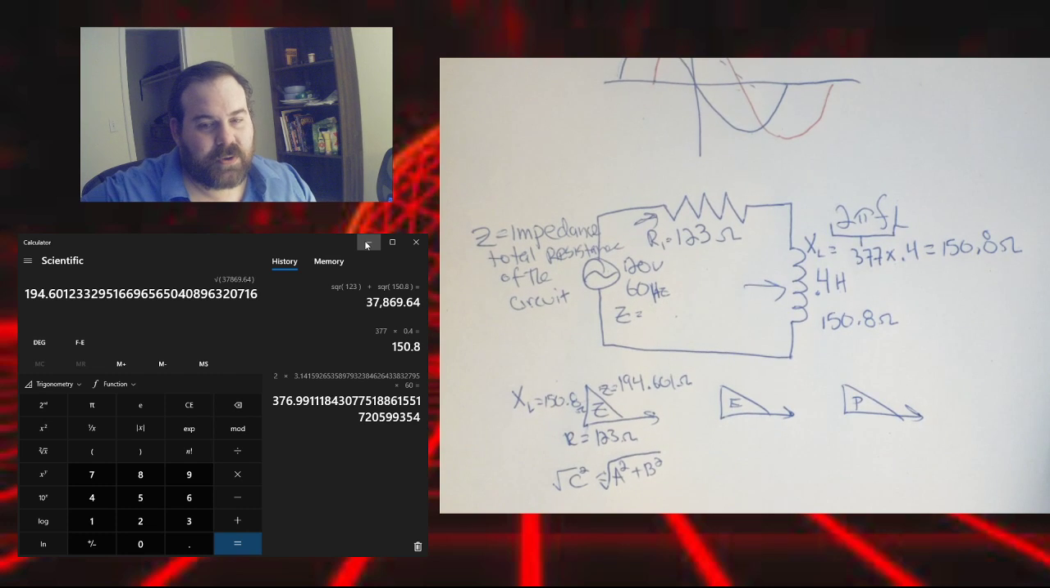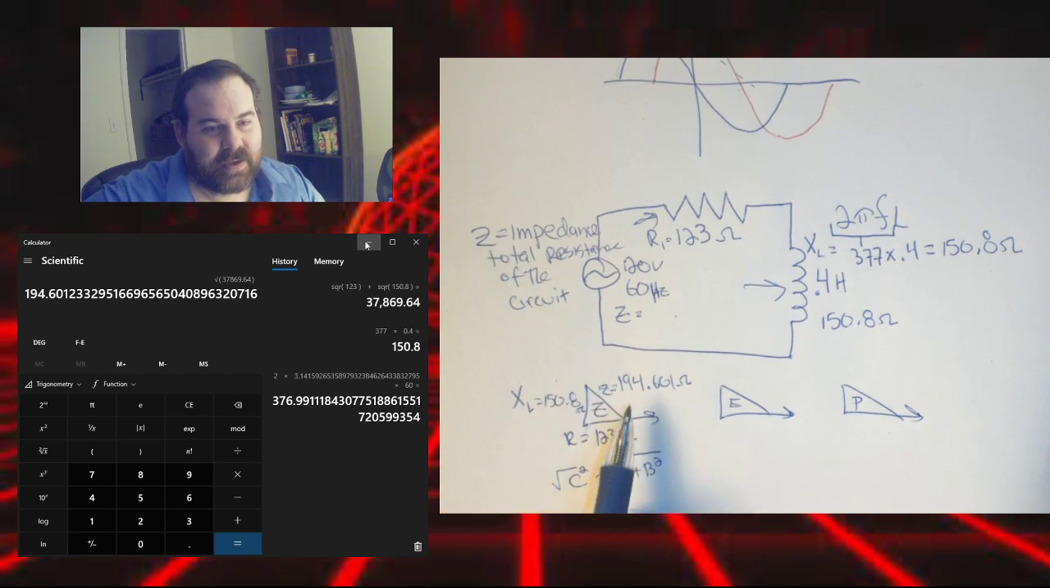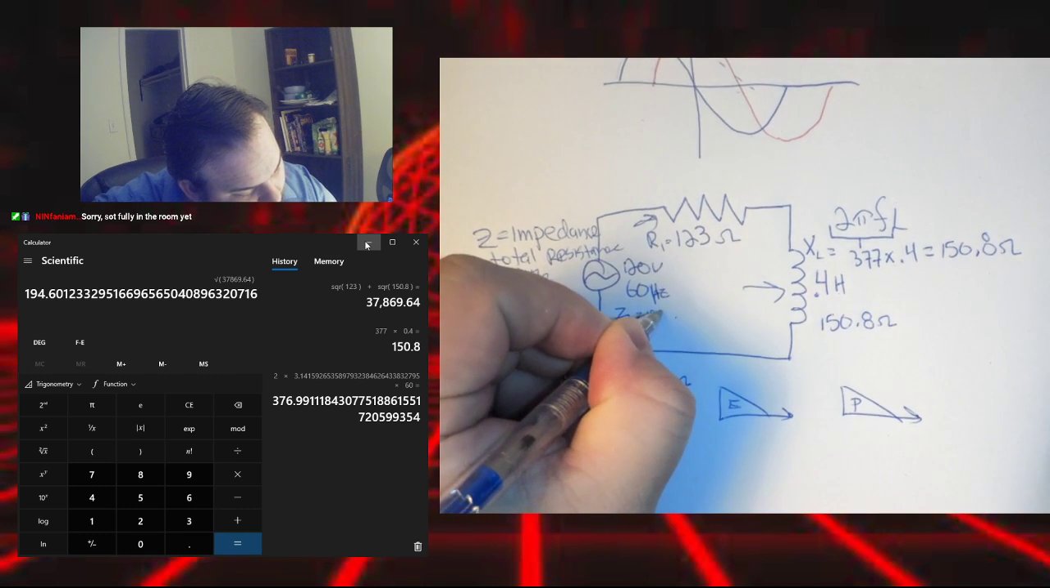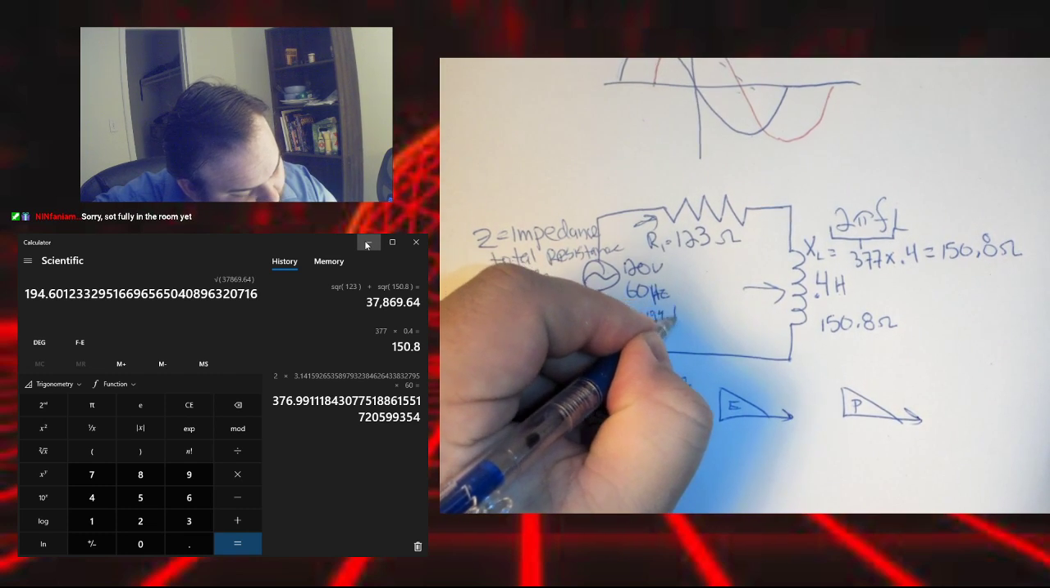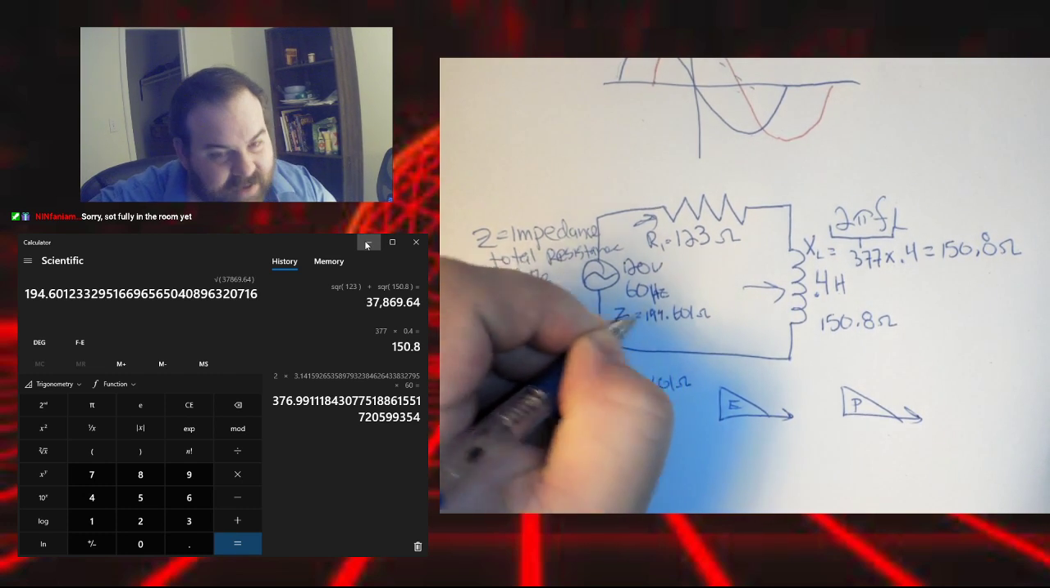So let's talk totals, right? Impedance is the total resistance of the circuit. That's my 194.601 ohms. It's the Z value.